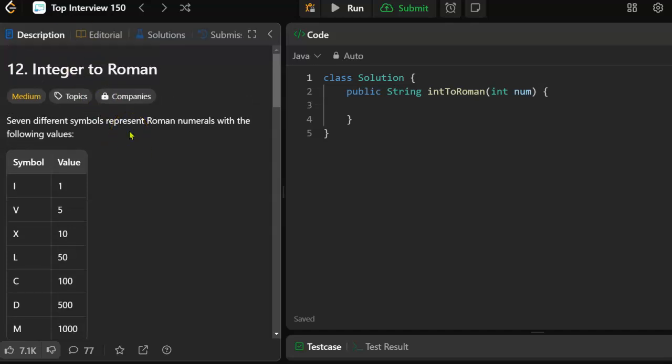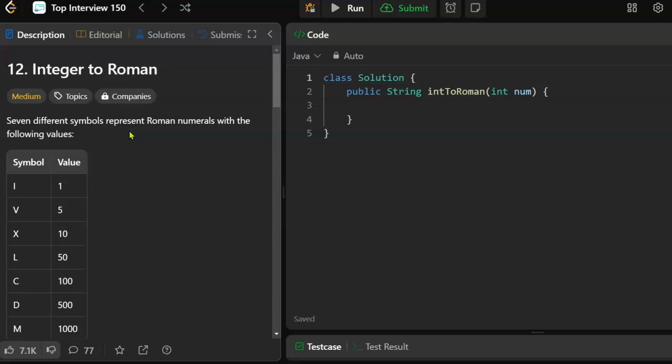Okay. Yeah, I'm Paul. We're doing Leetcode, must know interview questions. Today's challenge, integer to Roman. It's rated medium. The last one we did was Roman to integer, which was rated as easy.